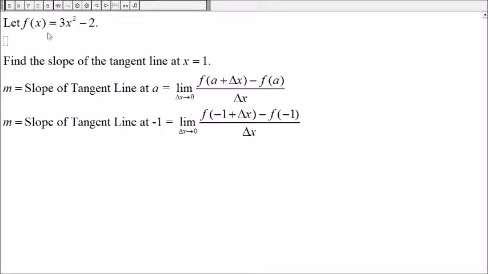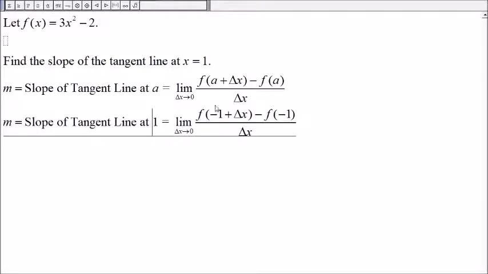Here we have the function f of x equal to 3x squared minus 2, and we want to find the slope of the tangent line at x equal to 1. And this is the formula for finding the slope of the tangent line. And so in this case, a will be 1. And since we want the slope of the tangent line at 1, then in the place of a, we just put 1.